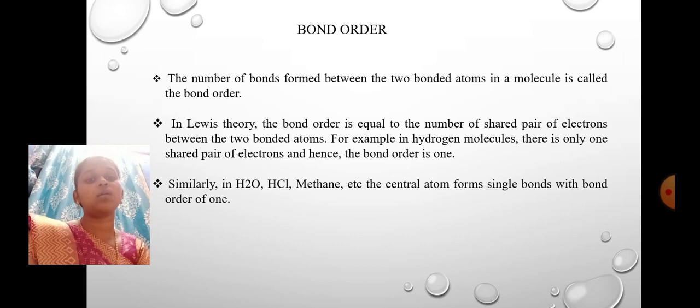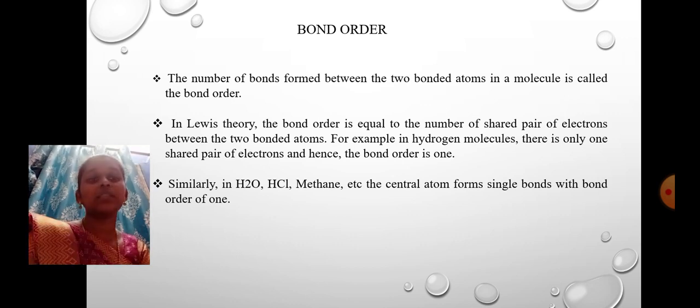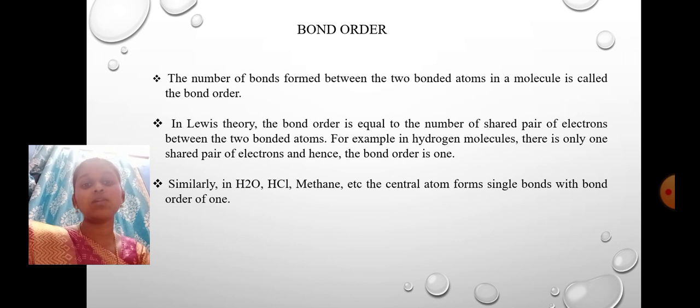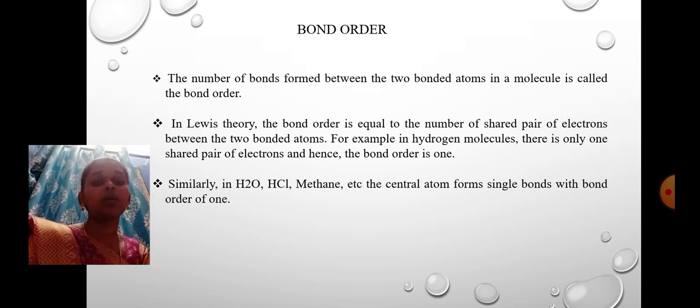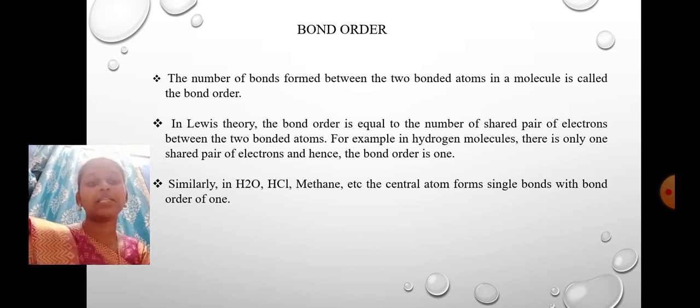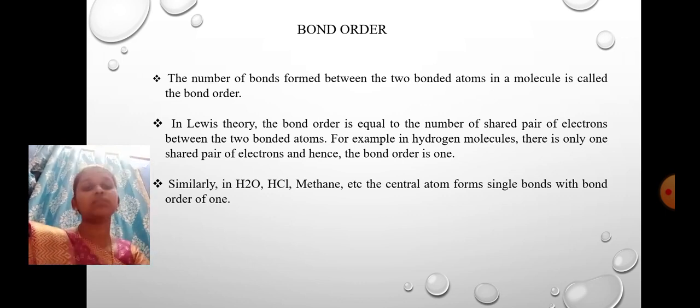What is bond order? The number of bonds formed between the two bonded atoms in the molecule is called the bond order. Now, Lewis theory says that the bond order is equal to the number of shared pairs of electrons between the two bonded atoms. For example, in the hydrogen molecule, there is only one shared pair of electrons, and hence bond order is 1. Similarly H2O, HCl, methane, etc. The central atom forms single bonds with bond order of 1.